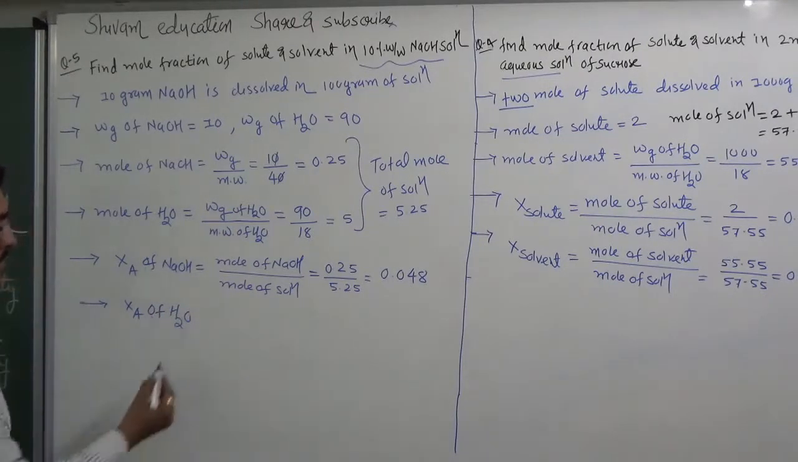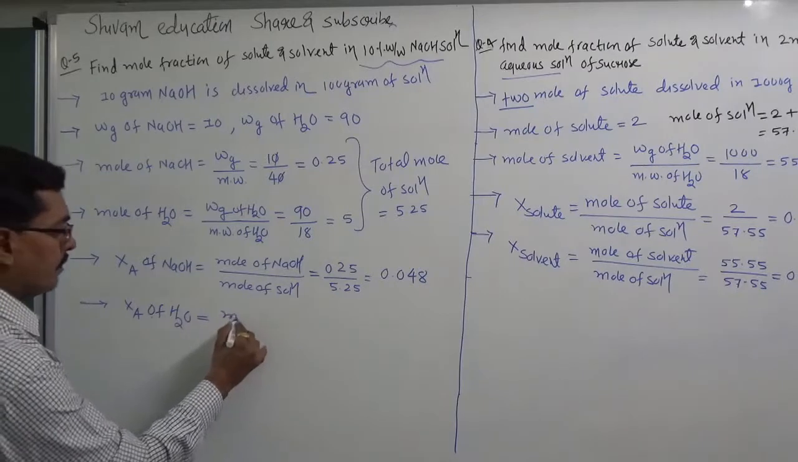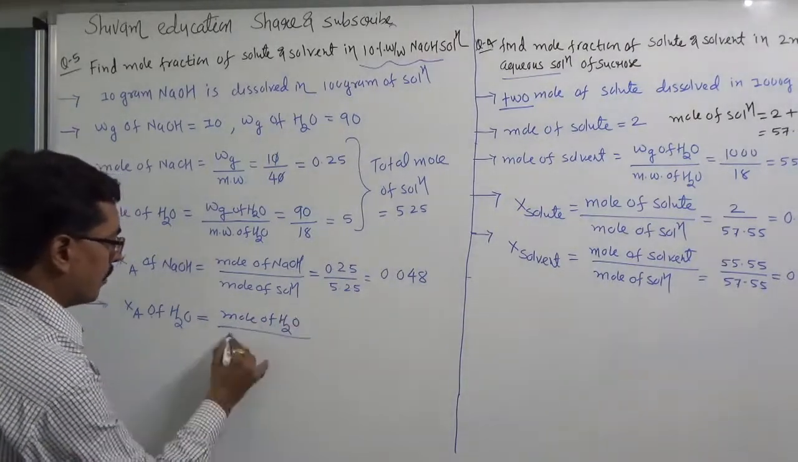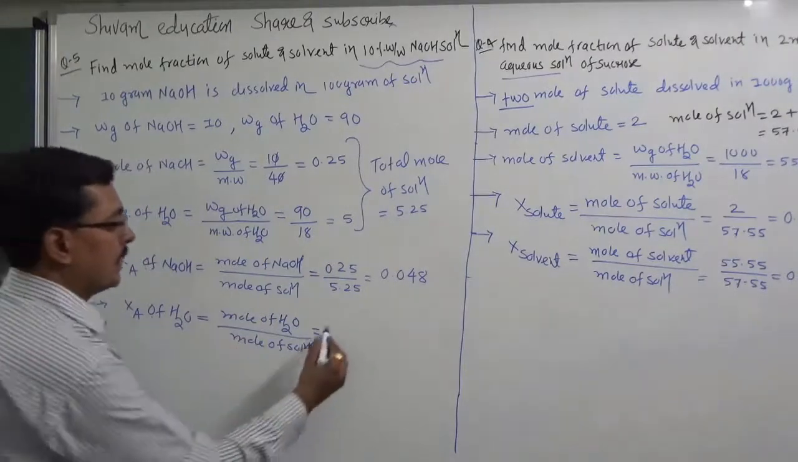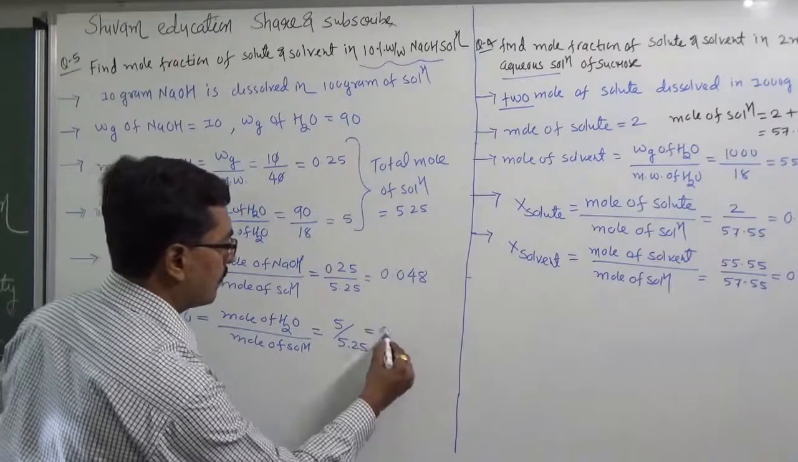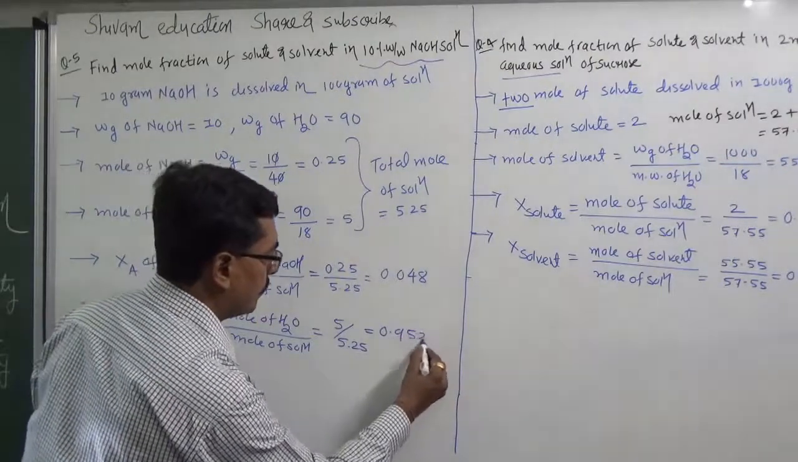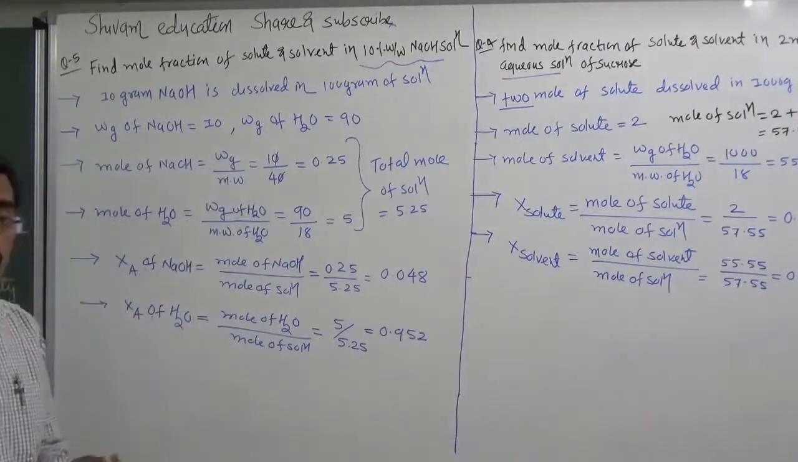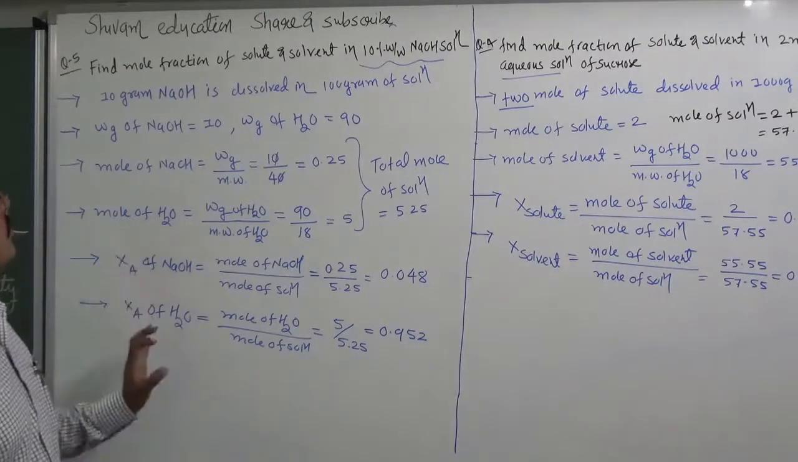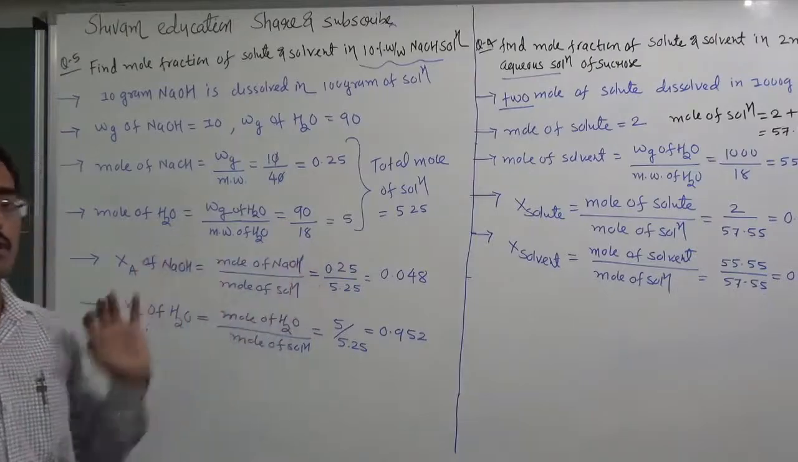Now the mole fraction of water you can find by using the theoretical concept also, or by using this formula method also. Mole fraction of water will be the same as mole of water divided by mole of solution. Mole of water is 5 and mole of solution is 5.25, and your answer will be 0.952. So now if you are given a percentage solution, then you can find the mole fraction of solute and solvent by using the same method and same concept.